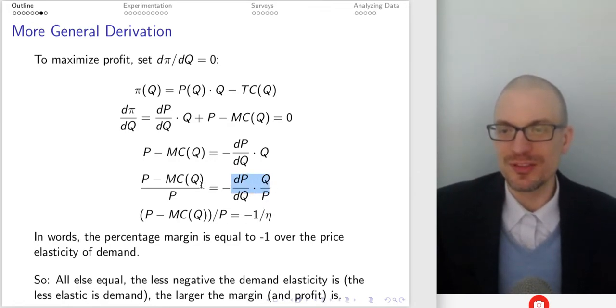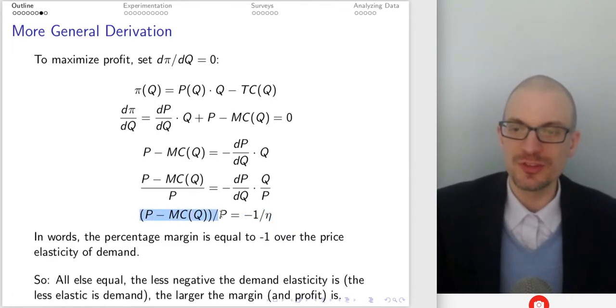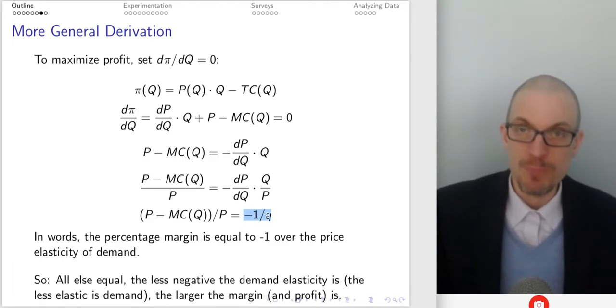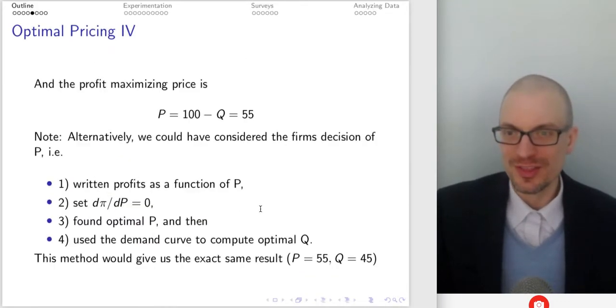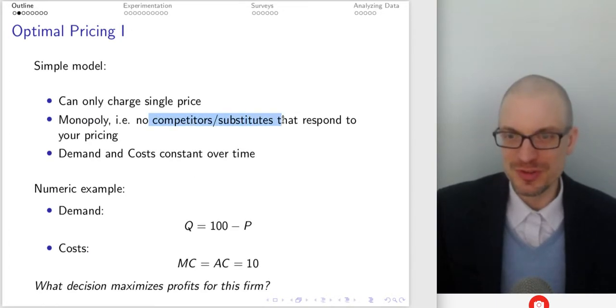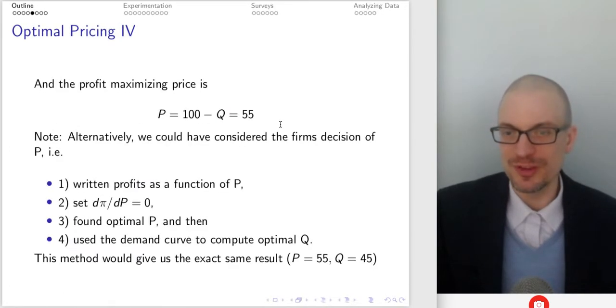And so I have written this as percentage markup is equal to negative 1 over eta. Eta is standing in for my price elasticity of demand. I'm just recognizing this, putting this in, and this now has a really cool interpretation. This is telling us the percentage markup is related to the price elasticity of demand: the more elastic the demand, the less the price can be above marginal cost. The more elastic the demand, the more responsive consumers are, the more alternatives they have, the more substitutes and competitors they've got to respond to your pricing with.